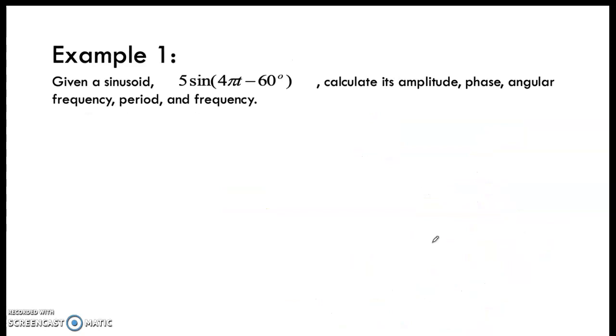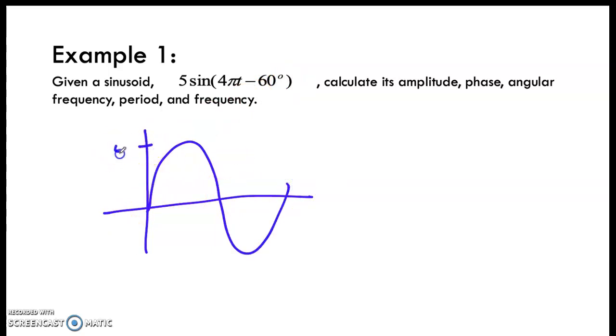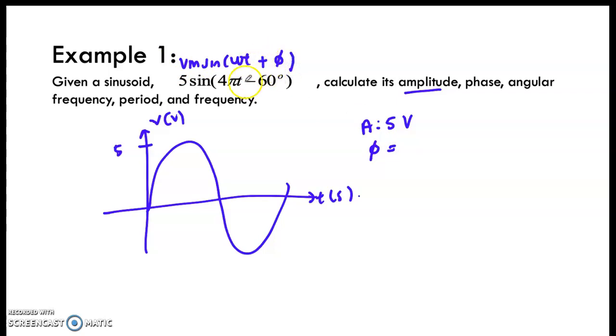Okay, let's see this example. Given a sinusoid, let's try to draw. We have here 5, this is V, right? This is time in seconds. Calculate its amplitude. The amplitude is equal to 5. What will be the phase? The original formula is sine omega t plus phase, right? So how can we get the phase? The phase here is minus 60 degrees.